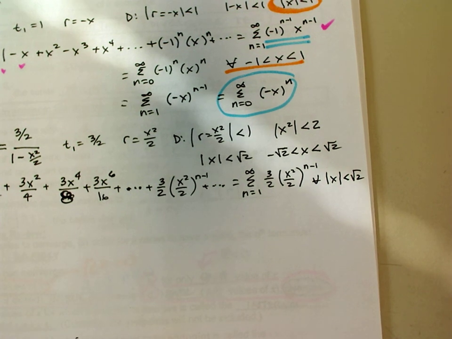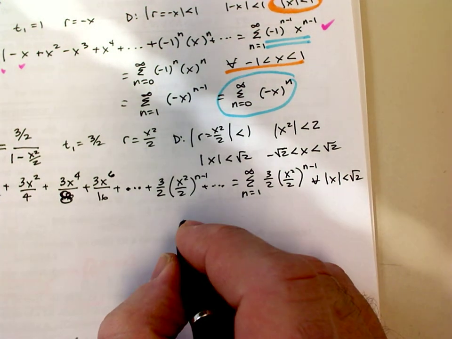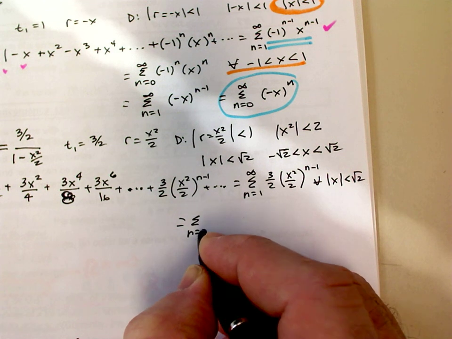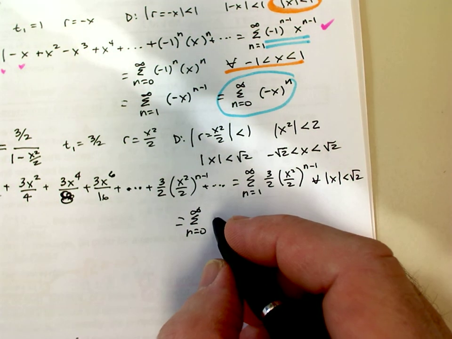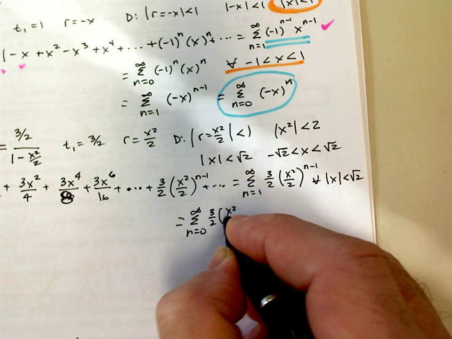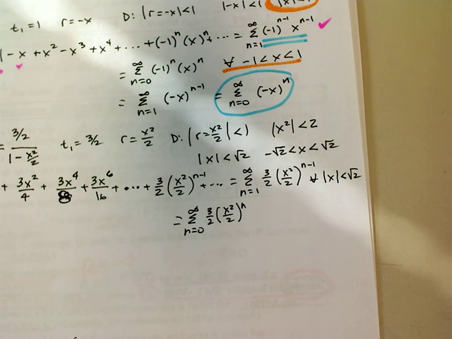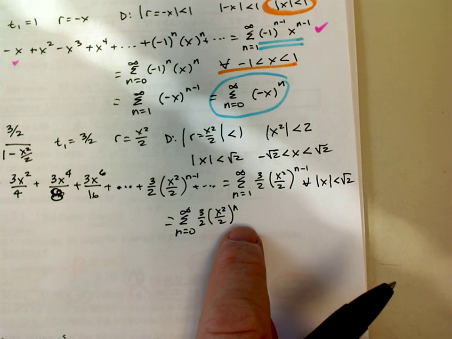And just like we did before, I do want to rewrite this in a different way that they may write it. And it could look like this. Let's go from n equals 0 to infinity. And then, of course, this would have to be written as 3/2, and then x squared divided by 2 to the nth power.